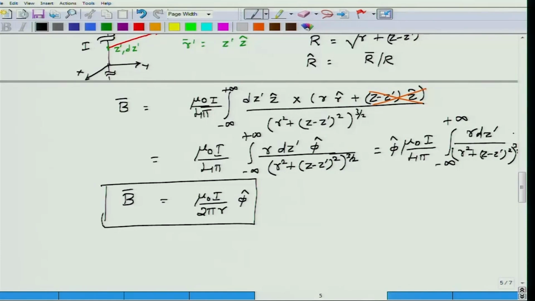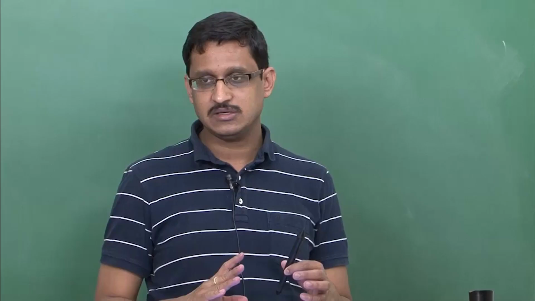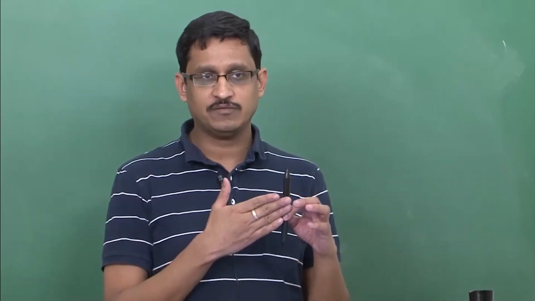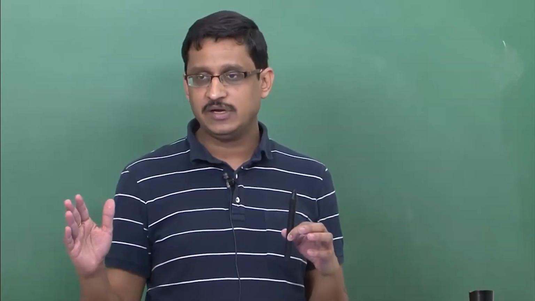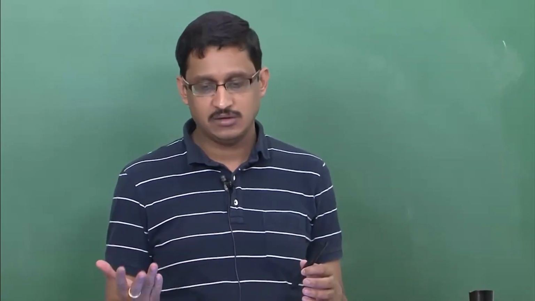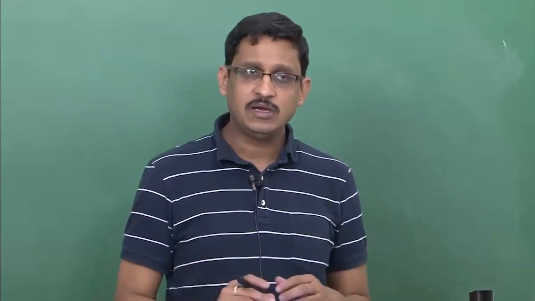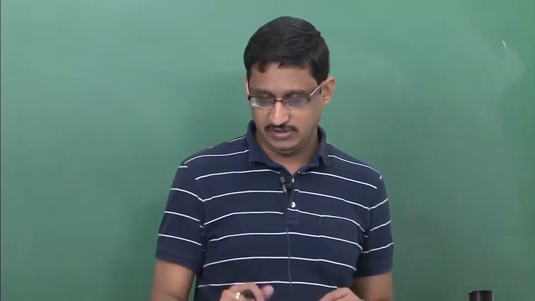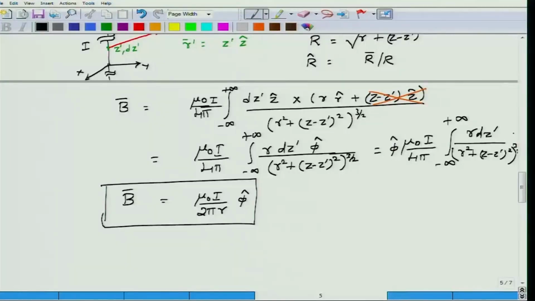Now, this variation of 1 by r for an infinite line current should remind you of the variation of the electric field also as 1 by r with respect to the infinite line charge density. So it is essentially the same sort of behavior when you have an infinite line charge or an infinite current involved. If you want to sketch this as a function of r, you will see that initially at r equal to 0, obviously this vector B will blow up.